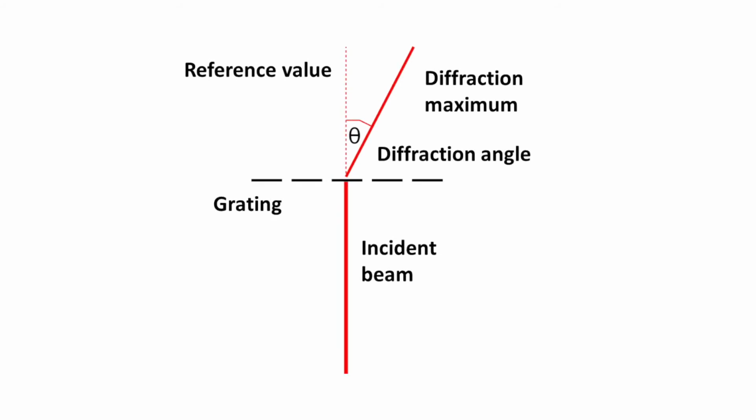For the different diffraction maxima, the wavelengths of the spectral lines can now be calculated from the grating equation. The resulting values can be compared with literature values for the spectral lines in mercury.